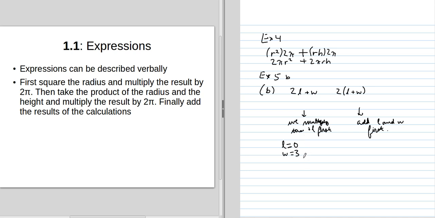Let's plug in our values. 2 times 0 plus 3 for the first version here. 2 times 0 is 0. 0 plus 3 is 3. The second version will have 2 times (0 plus 3). Now we're going to add 0 and 3 first, which is 3, and then multiply to get 6. We can see those are different values. So by adding parentheses, we changed the nature of the expression.